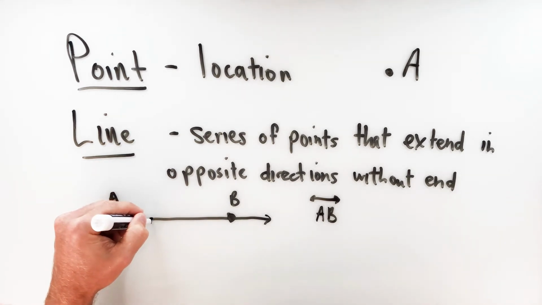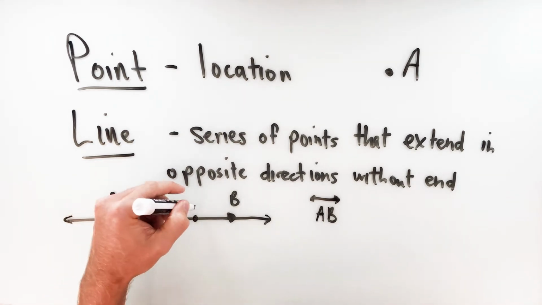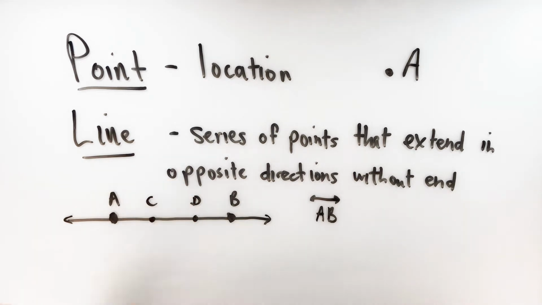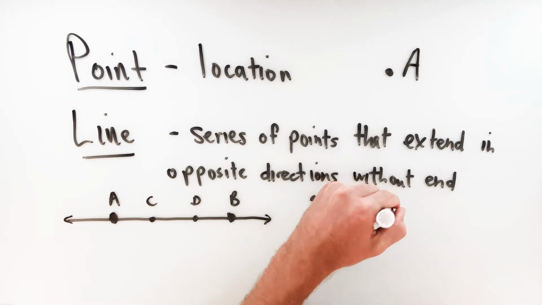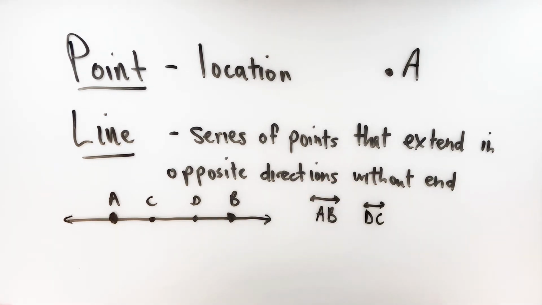If there are multiple points on that same line, maybe there's a point C or a point D, because a line is infinite in both directions, it doesn't really matter what points we pick, we just choose 2 and put that line over the top. So I could say this is line DC as well. There are a lot of different ways to name a line. Just pick 2 points, put a line over the top.